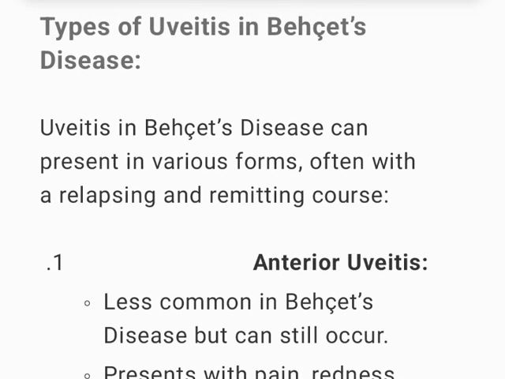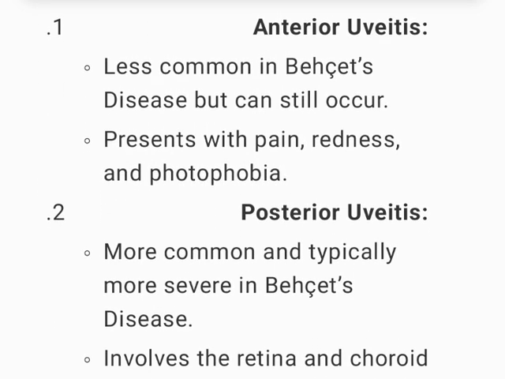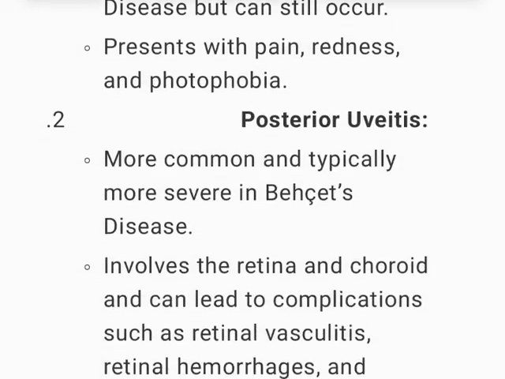Types of uveitis in Behçet's disease. Uveitis in Behçet's disease can present in various forms, often with a relapsing and remitting course. 1. Anterior uveitis. Less common in Behçet's disease, but can still occur. Presents with pain, redness, and photophobia.